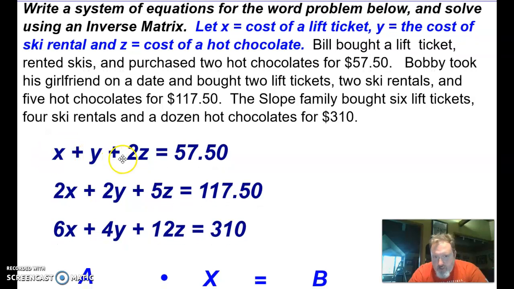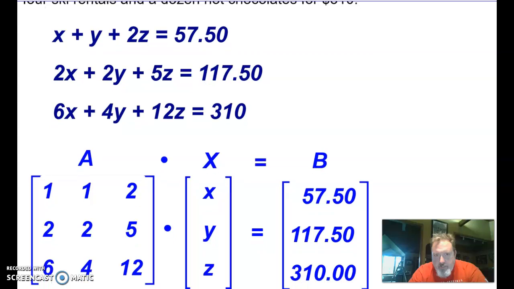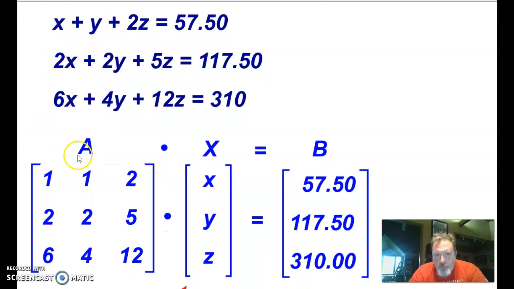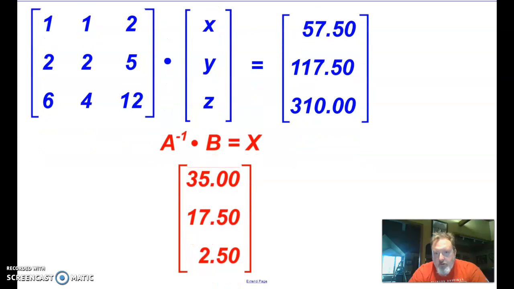So we're going to take the coefficients here on x, y, and z. That's going to be matrix A. And so you can see we've got 1x, 1y, 2z for equation 1, 2x, 2y, 5z, 6x, 4y, 12z. And then we are going to multiply that by our answer matrix, in this case x, y, and z, which is right here. So there's our answers. And again, we'll take A inverse times B on the calculator, and that will give us our answer here. So $35 for the lift ticket, $17.50 for ski rental, and $2.50 for your hot cocoa.